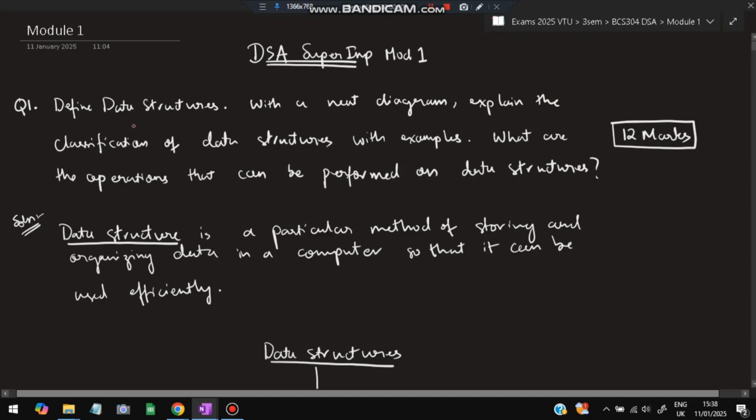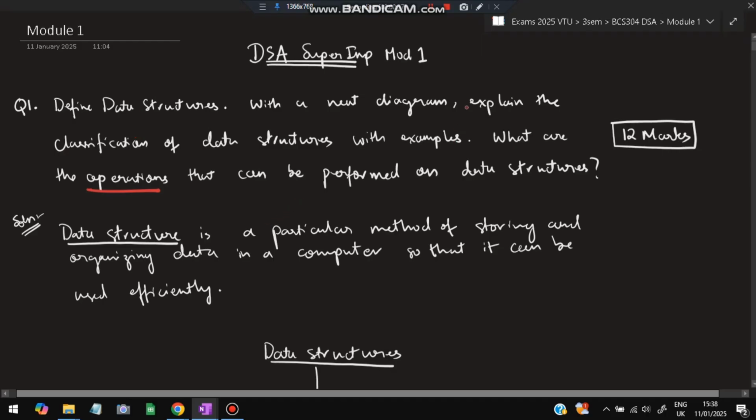The first question is define data structures. And with a neat diagram explain the classification of data structure. What is the first question? First question is define data structures. Second is explain the classification of data structures. And the third question is what are the operations that can be performed on data structures.